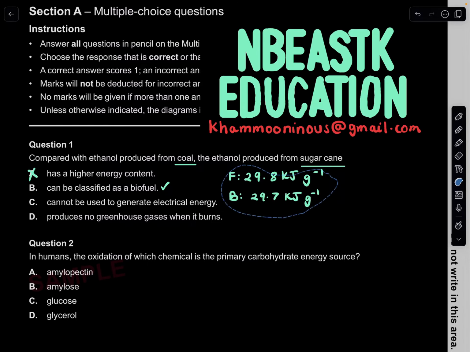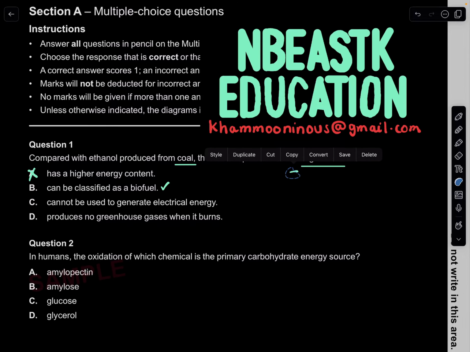All right. Cannot be used to generate electrical energy. Rubbish. Even though it's ethanol that's created from sugarcane, which is a biofuel, it's still ethanol. It's still able to be combusted and hence be used for energy. It doesn't matter where it's coming from. If it is ethanol, ethanol is ethanol. So it can be used for electrical energy.